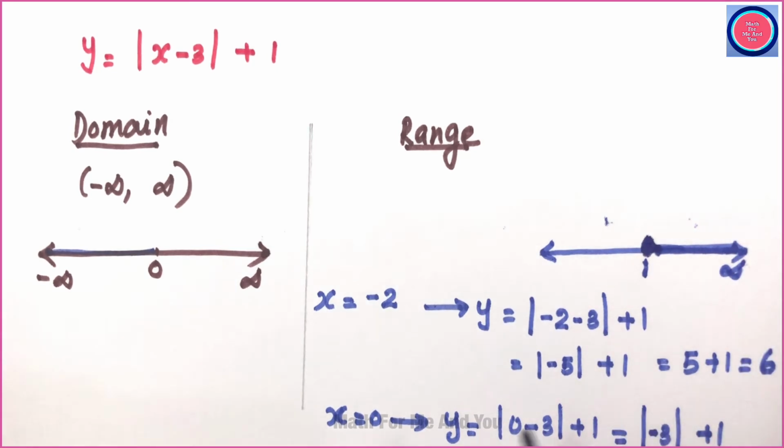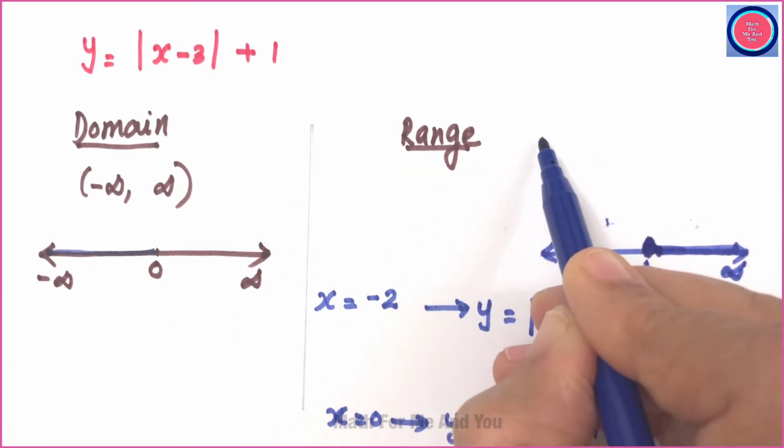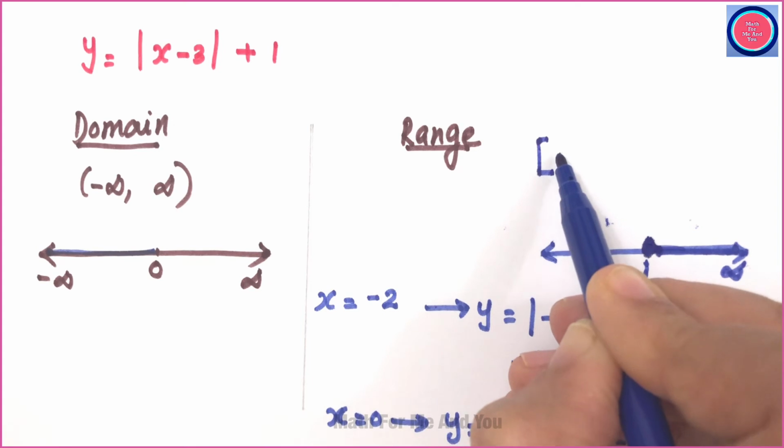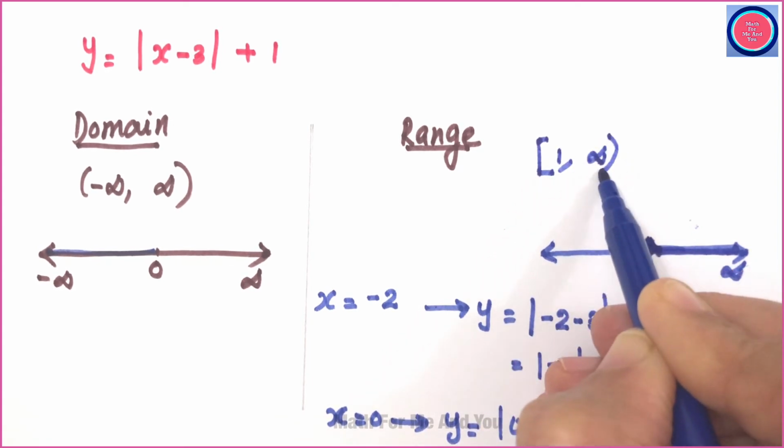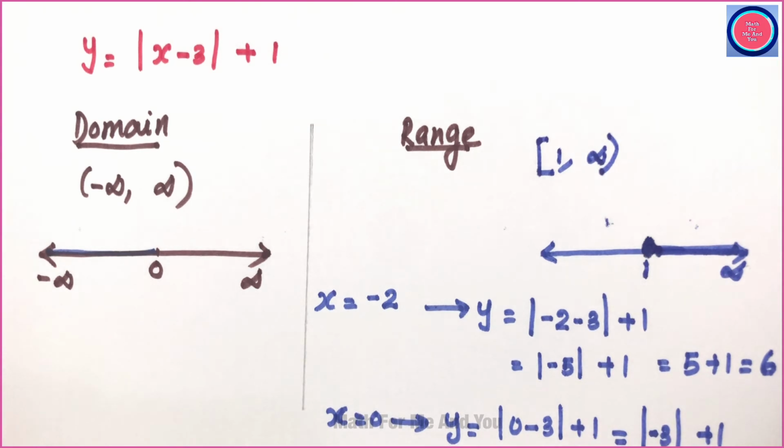So we can write the range. What is the range? Range means the y value. It is 1 to infinity, closed at 1 and open at the side of infinity. Why do we close at 1? Because y gets the value 1. That's why it is closed at 1. Always, the side with infinity, we have to use a simple bracket to show it is open.